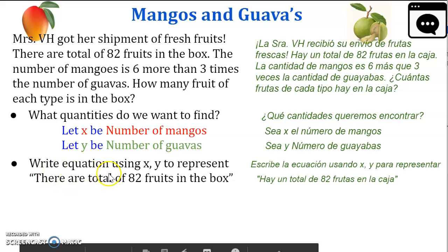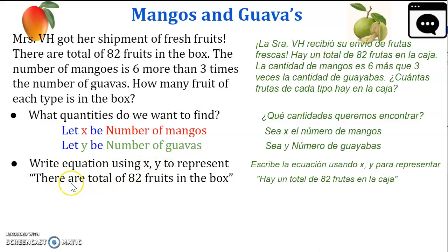Then you write the equation using x and y to represent the first criteria, which is that there are a total of 82 fruit in the box. Okay, so let's just imagine some numbers. If x was 12, then what would be y? If I had 12 mangoes, how many guavas would I have had? I would have had to have 70, because I know that 12 plus 70 is 82.